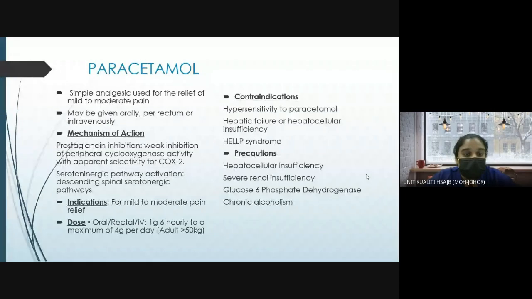The dose is oral, rectal, or IV, 1 gram 6 hourly to a maximum of 4 grams per day, for adults of more than 50 kg. Contraindications: if the patient has allergies to paracetamol, hepatic failure, hepatocellular insufficiency, or HELLP syndrome. Precautions in patients with hepatocellular insufficiency, severe renal insufficiency, G6PD deficiency, or chronic alcoholism.